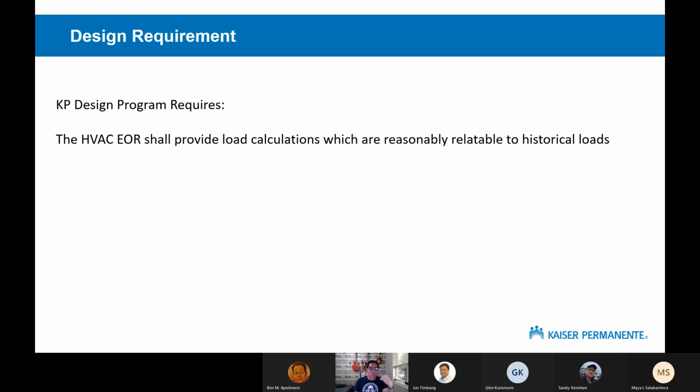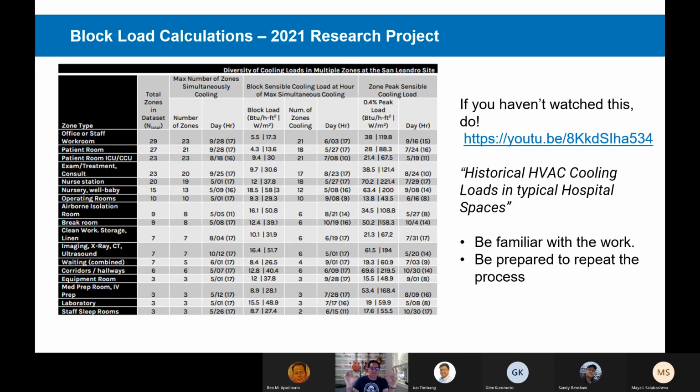Now, if you haven't heard the phrase or the word historical load, then I want you to please become familiar with it. In fact, if you're an HVAC engineer doing work for Kaiser, I'm afraid I must insist that you start talking about historical loads and you start using the word historical loads in a sentence.